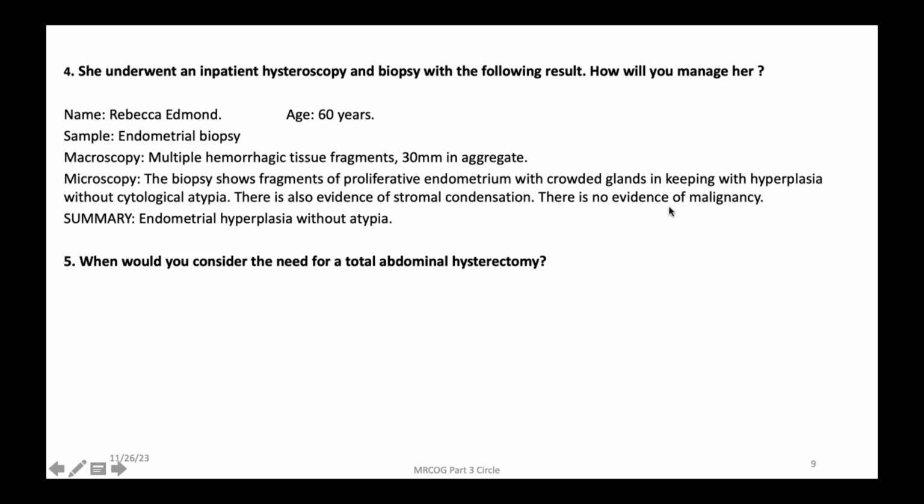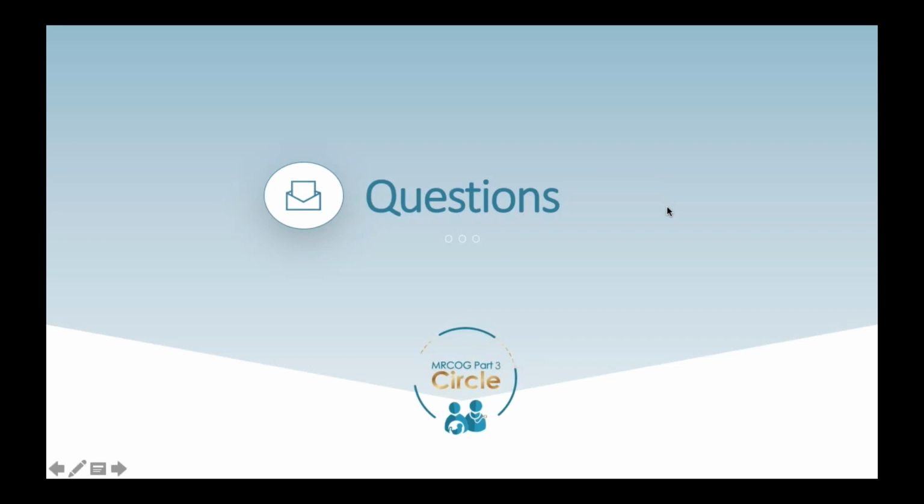Okay. Right, so that's the end of our case scenario here. Does anyone have any questions here? Okay. Do we need to confirm the patient's name and NHS number here? Okay, that's a good, relevant point.